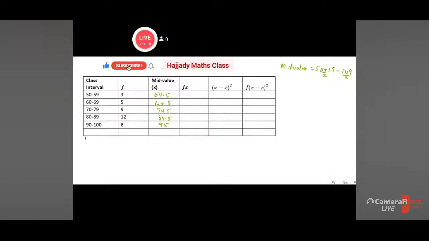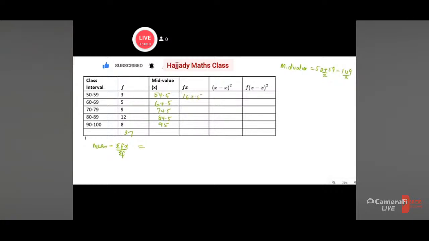Okay? And looking at our frequency, don't forget that for us to calculate the mean for the group data, our formula for calculating the mean is summation fx over summation f. So we need to know the summation of our frequency, that is 3 plus 5 plus 9 plus 12 plus 8, and that is going to give us 37. Okay, so now we need our fx, that means frequency multiplied by x.